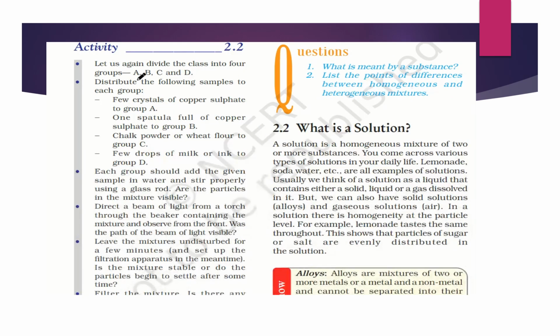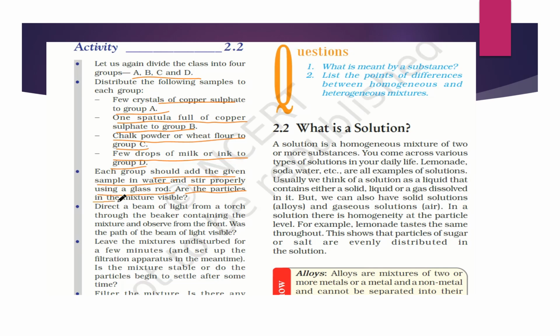So let us again divide the class into A, B, C and D. Now we are distributing a few substances to the class and we will tell them to dissolve that in water. First we are giving crystals of copper sulfate to group A. Then we are giving one spatula full of copper sulfate to group B. Then we are giving chalk powder or wheat flour to group C and a few drops of milk or ink to group D. Now each group should add the given sample in water and stir properly using a glass rod.